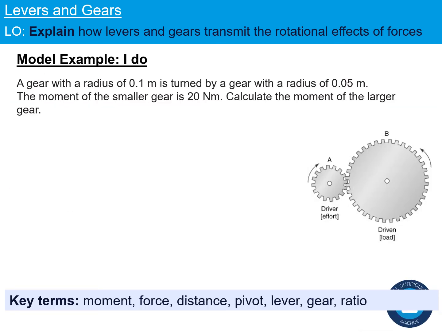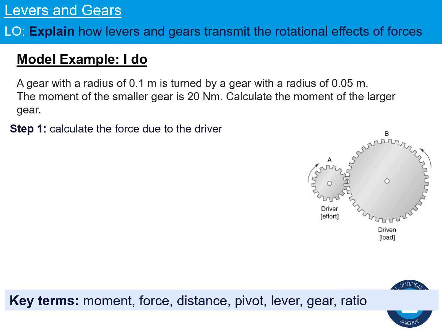Let's now have a look at a model example. A gear with radius 0.1 meters is turned by a gear with radius of 0.05 meters. The moment of the smaller gear is 20 newton meters. Calculate the moment of the larger gear.